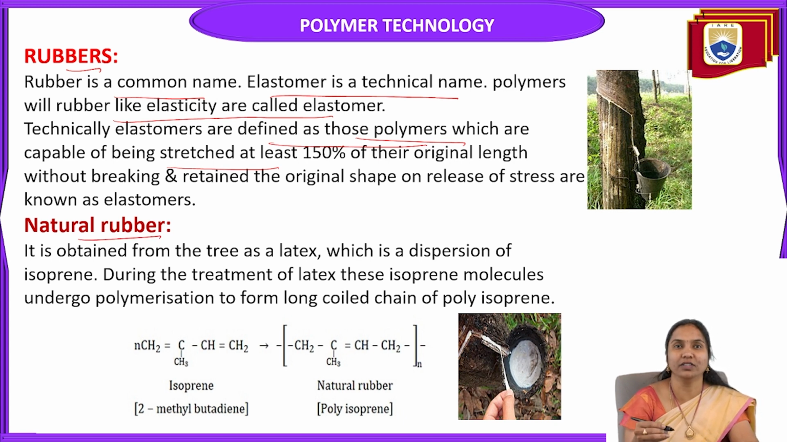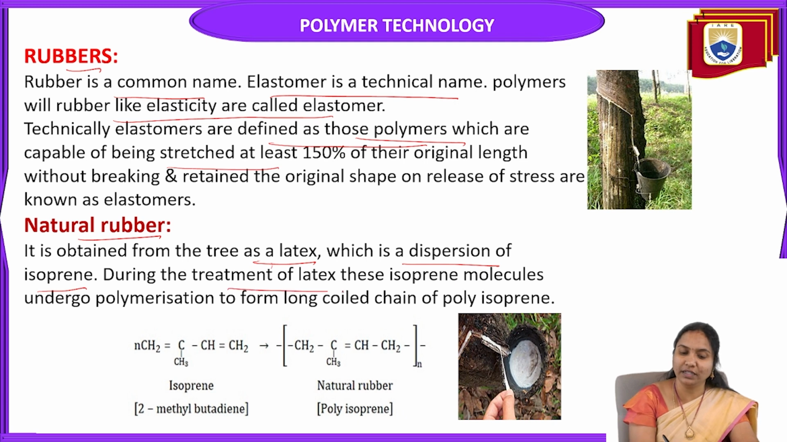Natural rubber is generally obtained from trees like Hevea brasiliensis, the rubber tree, as latex. Latex is a milky white fluid, which is a dispersion of isoprene. So natural rubber contains the basic unit isoprene.